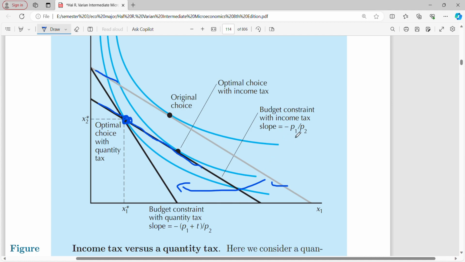If you are getting confused with the slope, just imagine that this is on a higher IC. I'll redraw. This is the point where the quantity tax imposed bundle lies, and this is the point where the optimal choice the income tax brings lies. So this is on a higher IC. So the quantity tax only makes the consumer worse off. Income tax is superior. Okay, that's it with the income tax.